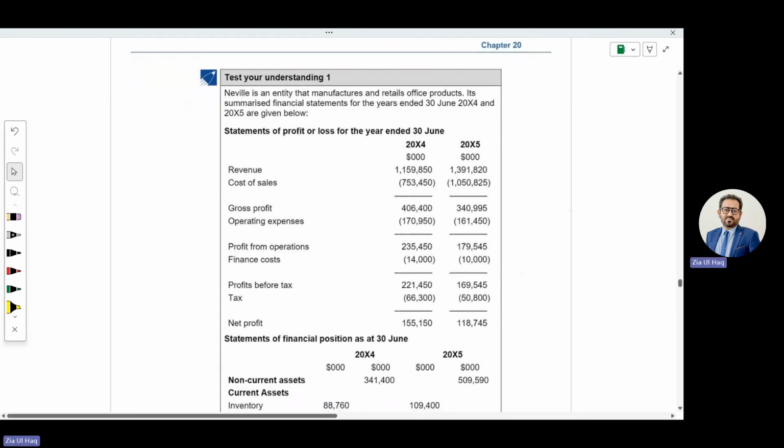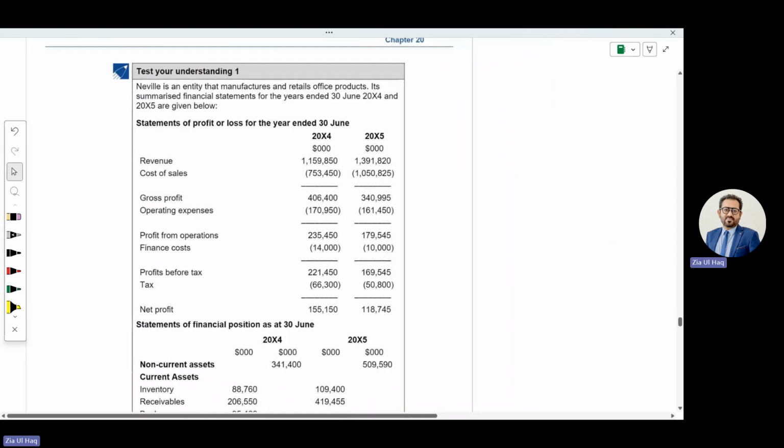Let's discuss this question. We have finished. So the company's current year end is 30th June, with current year data and previous year data: revenue, cost of sale for both years, gross profit, operating expense, profit from operation. Profit from operation means PBIT. This is profit before interest and tax.